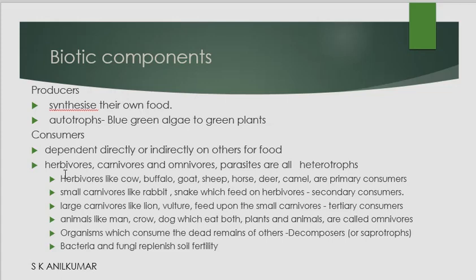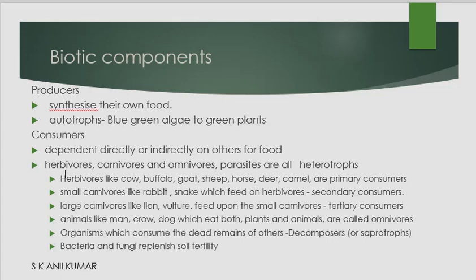But who are those others? Others are the producers of the food. That means they synthesize their own food. Now in consumers we have different types: carnivore, herbivore, omnivore, parasites. These are all heterotrophs. Heterotroph means they do not synthesize their own food; they ask somebody else to synthesize it.